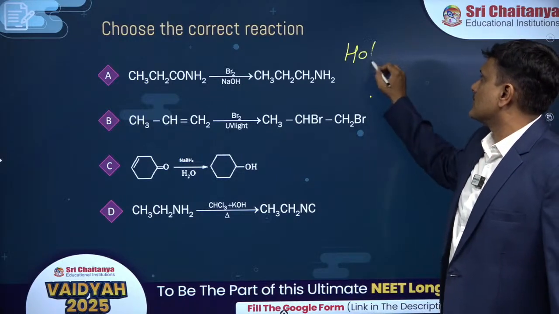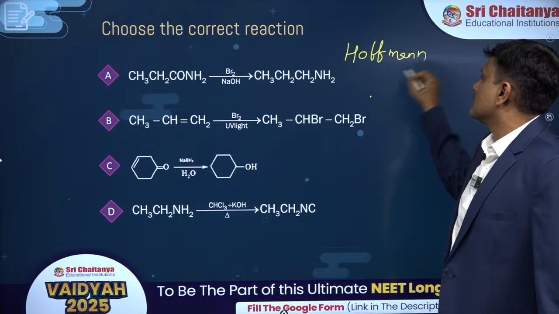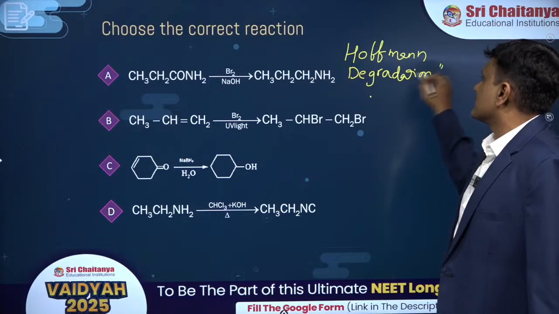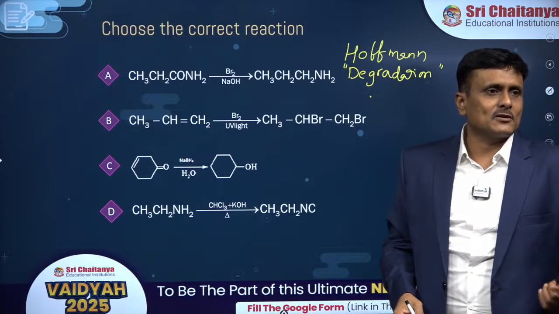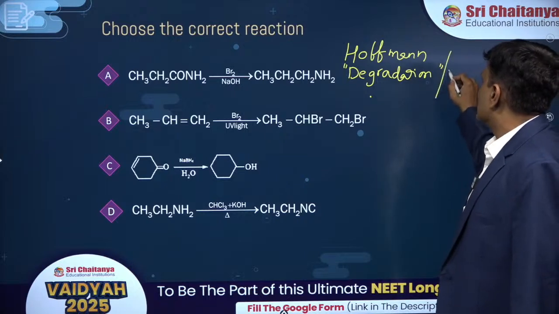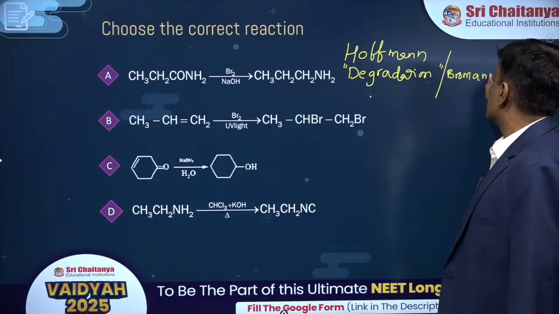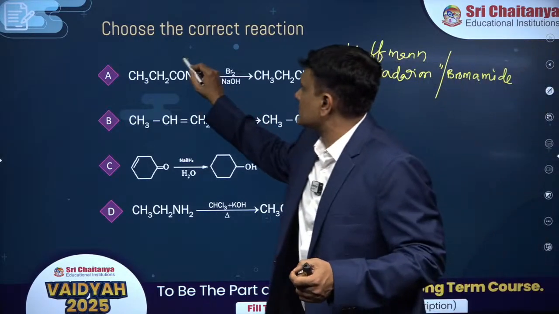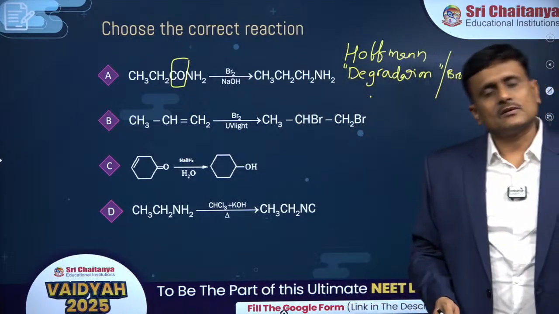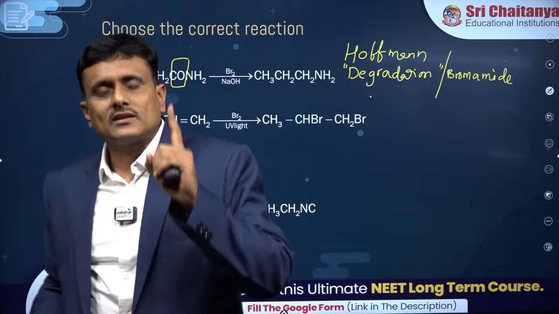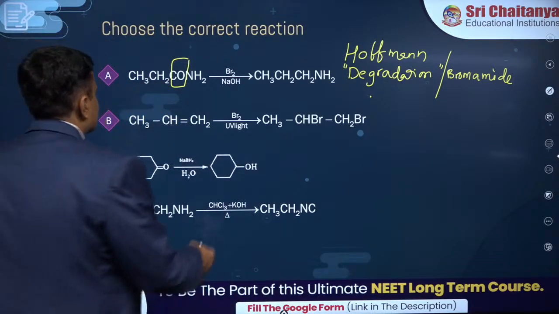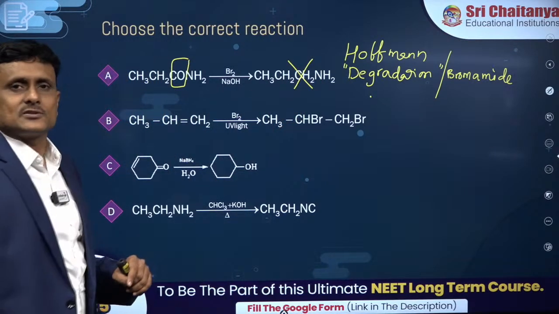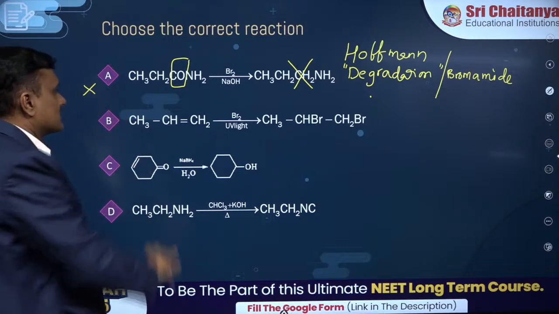Vaishnavi. This is called the Hoffman hypobromide or degradation reaction, right? The name itself indicates degradation. Hoffman bromamide reaction or degradation. Degradation means there is a decrease in the number of carbon atoms by 1 unit. So what will happen when you carry out this reaction? The product would be CH3CH2NH2. So there is no extra CH2 that would be present. So this is not correct.